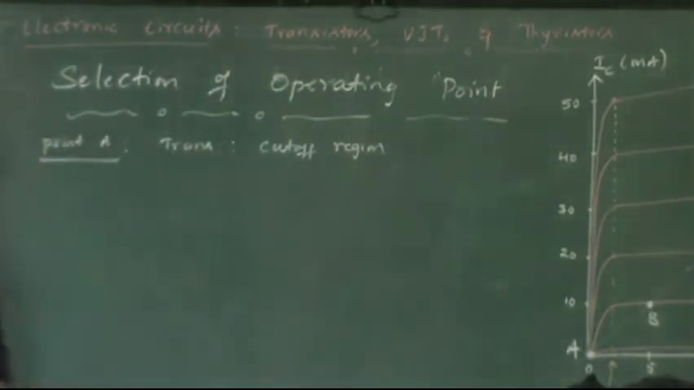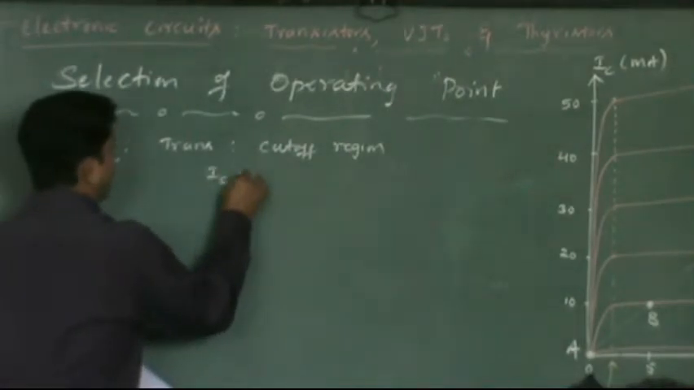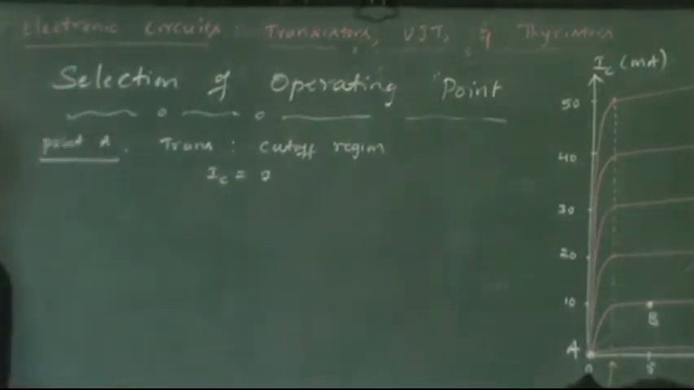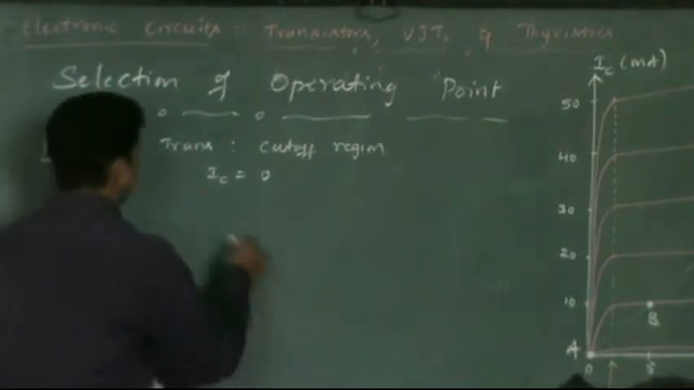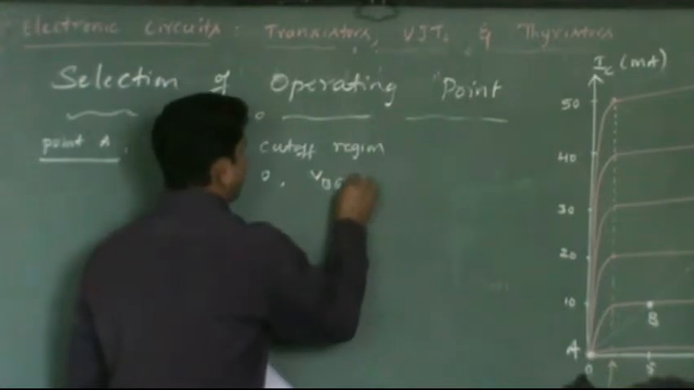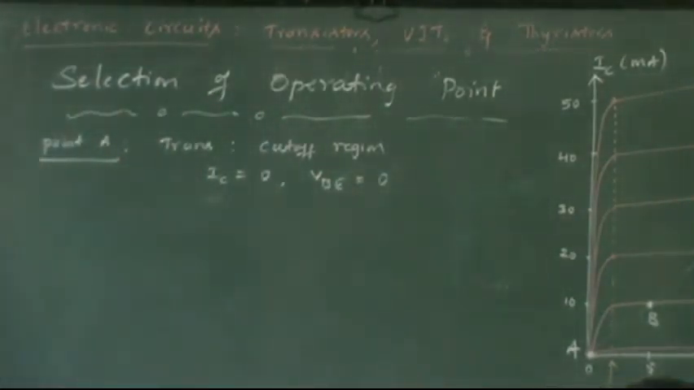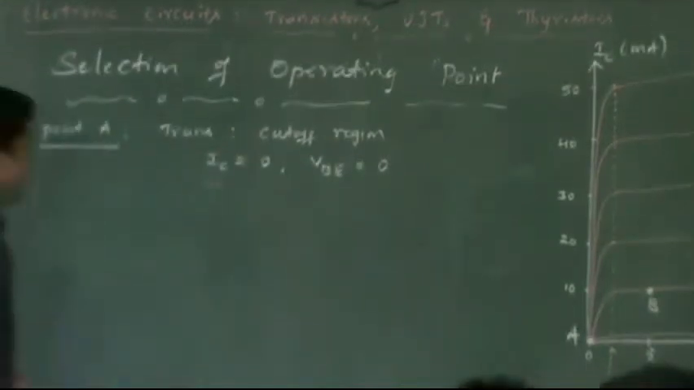Any other reasons? At point A, the current flowing, IC, is equal to 0. There is no collector current at this point. If there is no collector current, there is no amplification at all. There must be a small amount of base current and a large amount of collector current should flow without exceeding its rating. That is the second reason. And in this region VBE is also going to be 0. That means it is going to violate the first condition itself, at point A.